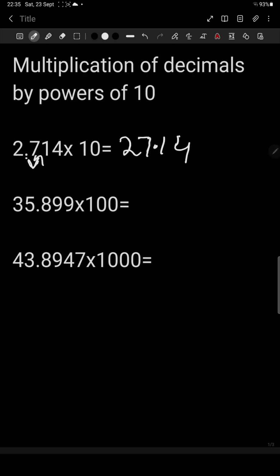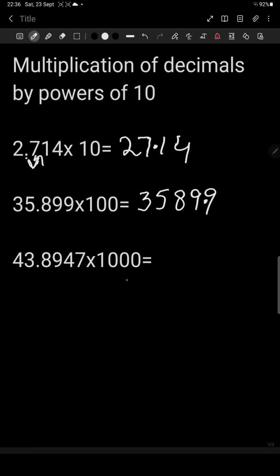So 2.714 will become 27.14. For instance, the number is 35.899. Now it is going to be multiplied by 100, meaning there are 2 zeros in the 100. So we will move the decimal 2 places towards the right side. The number remains the same, 35.899, only the decimal will move 2 places. So after the 2 digits it will become over here. So this is the answer, 3589.9.